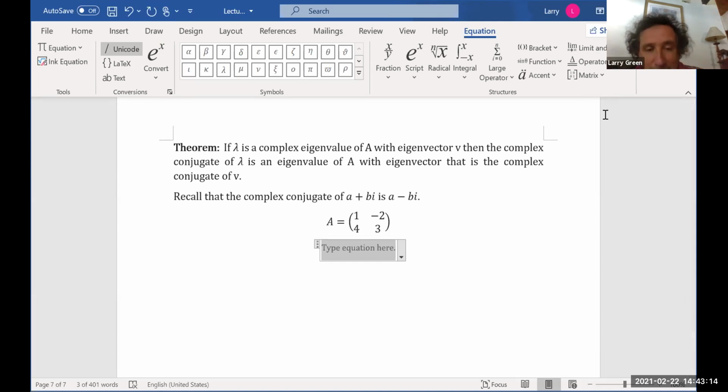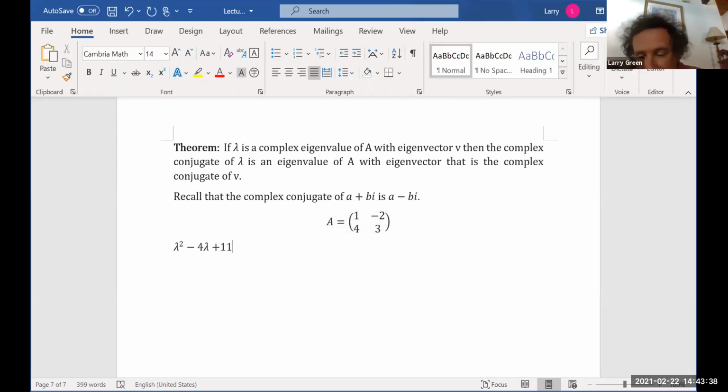And remember, we had a formula, and that said lambda squared, and then minus the trace, so that's minus 4 lambda, and then plus the determinant. The determinant is 11. Set it equal to 0. All right. Can you do that? By the way, this doesn't factor nicely.